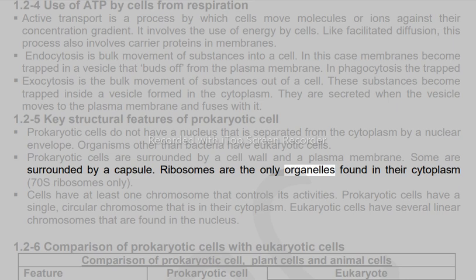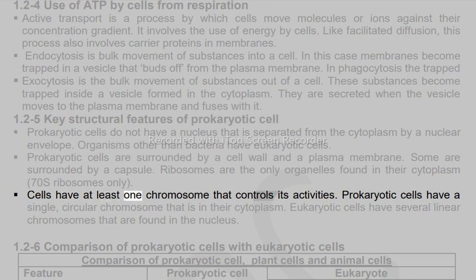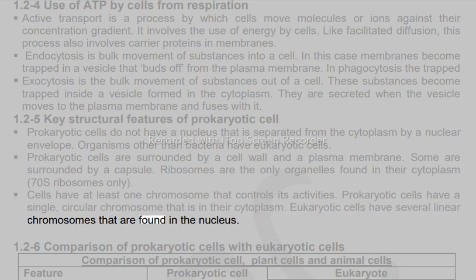Ribosomes are the only organelles found in their cytoplasm, 70S ribosomes only. Cells have at least one chromosome that controls their activities. Prokaryotic cells have a single, circular chromosome that is in their cytoplasm. Eukaryotic cells have several linear chromosomes that are found in the nucleus.